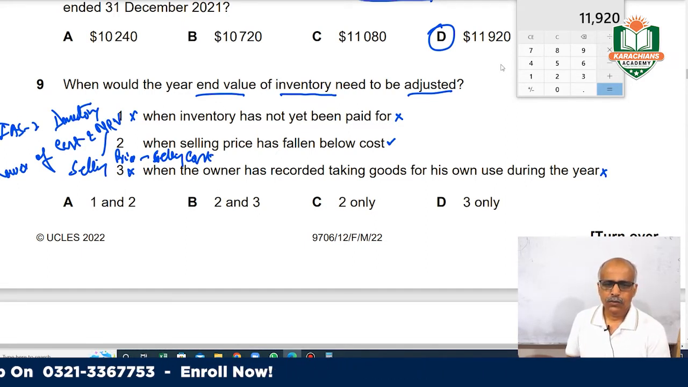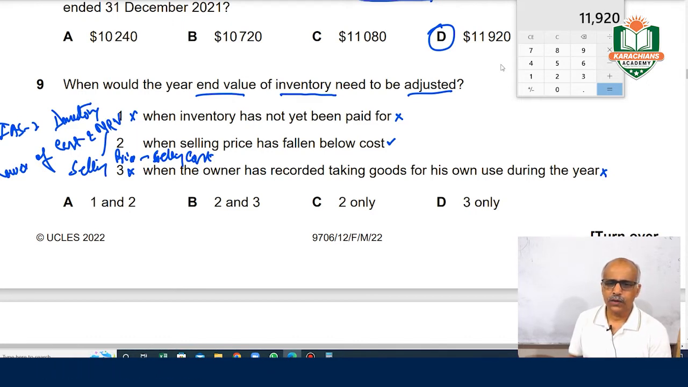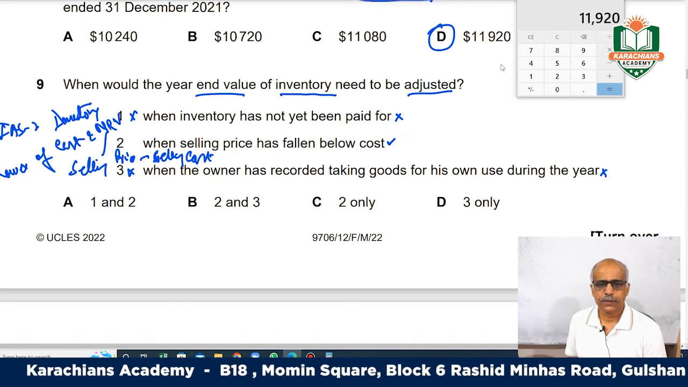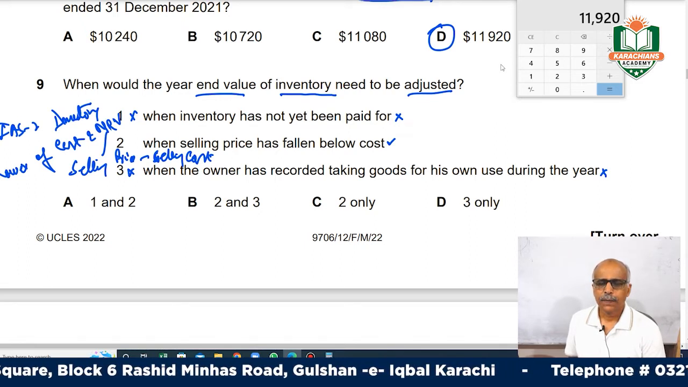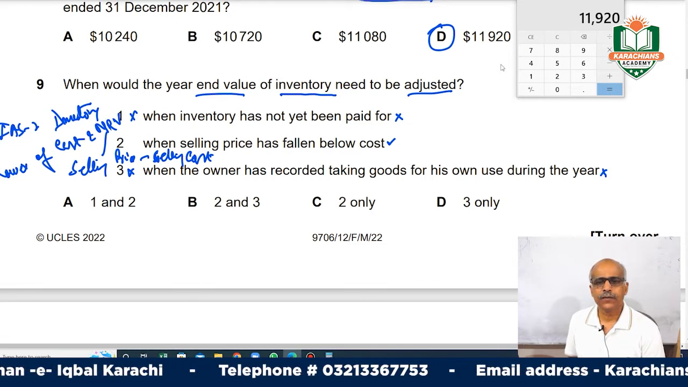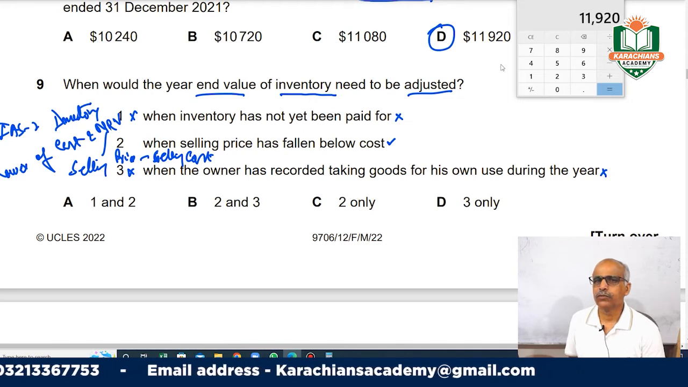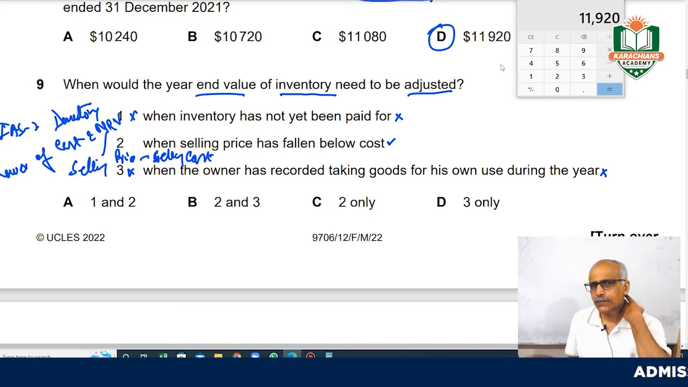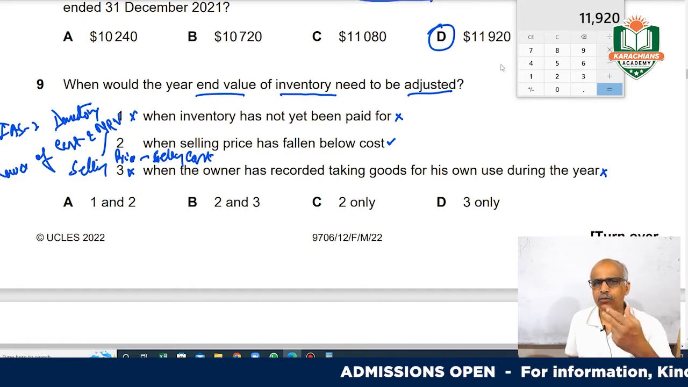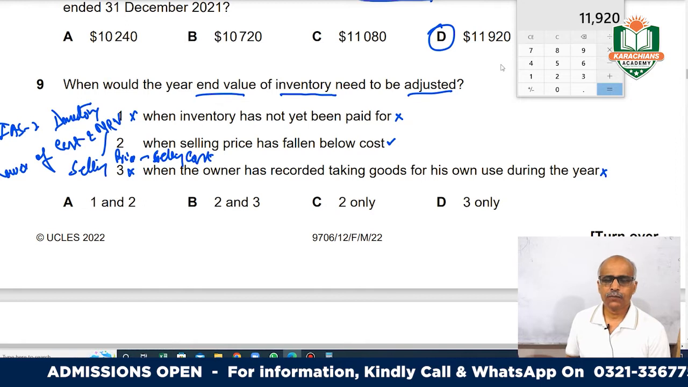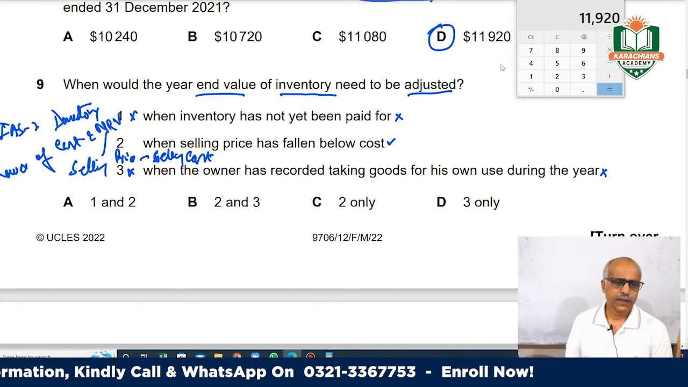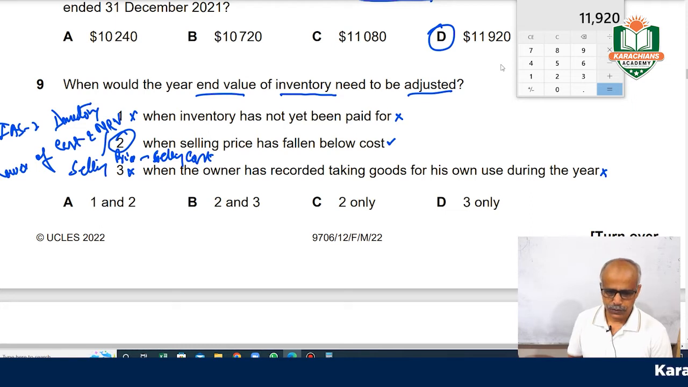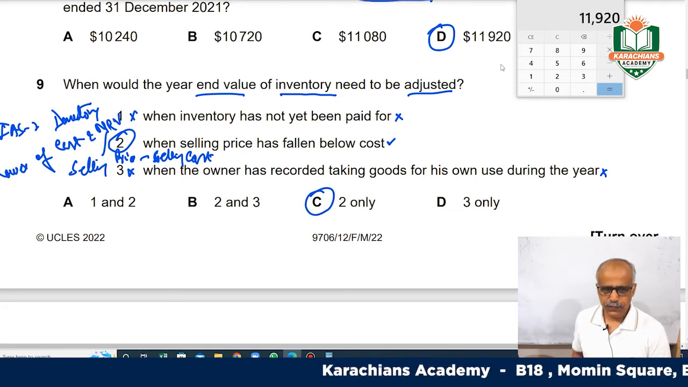So selling prices have fallen below cost means this business is maintaining its inventory on cost, but when they are valuing the inventory, the cost of certain items is above the selling price. It means those inventories cannot be sold at cost. They will be sold at less than the cost value. So now you have to value your inventory and take the lower one, the lower of cost or market. So your answer would be 2 only, your answer would be C. We have done with question number 9.